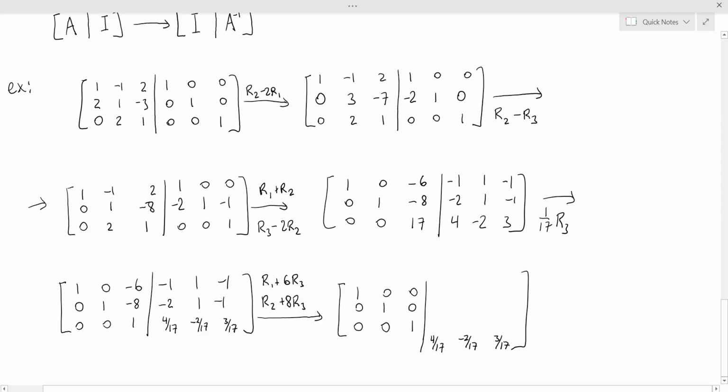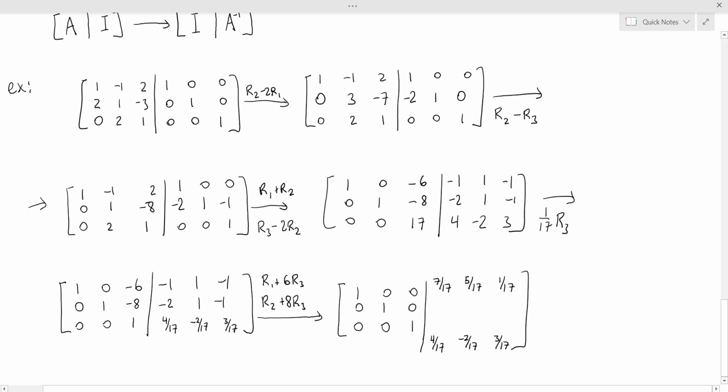And let's see here. I'll do row 1 first. So we're adding 6 of row 3. That's 24 over 17. So I think we'll get 7 over 17. So what is this going to be? So it'll be minus 12. So I think that'll be 5 over 17. It'll be plus 18. So I think 1 over 17.